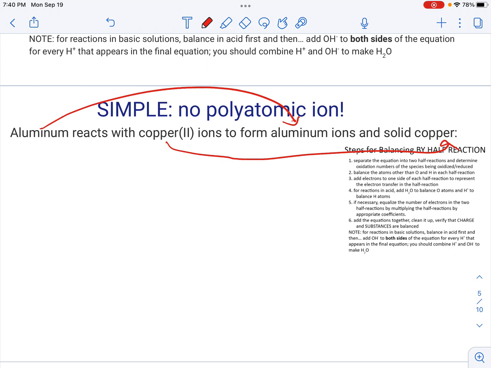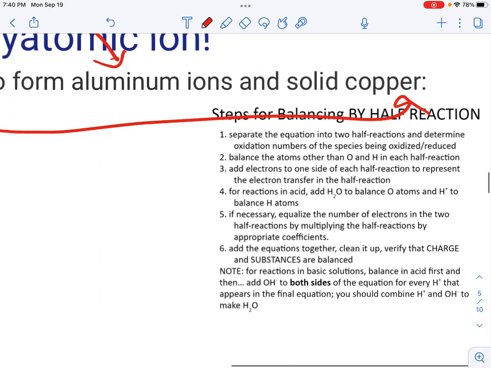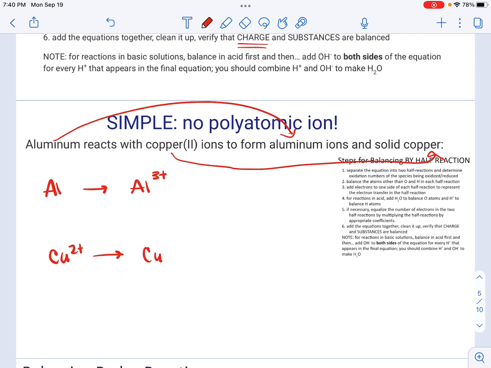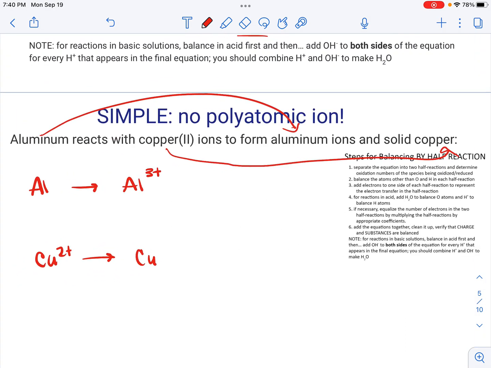Let's set this up in two separate half reactions. One with aluminum forming aluminum ions. Remember that aluminum ions have a charge of 3+. And one with copper 2 ions, so they'd be 2+, forming solid copper. So this was separated into half reactions. Let's determine oxidation numbers. It's pretty easy in this case because there are no polyatomic ions.